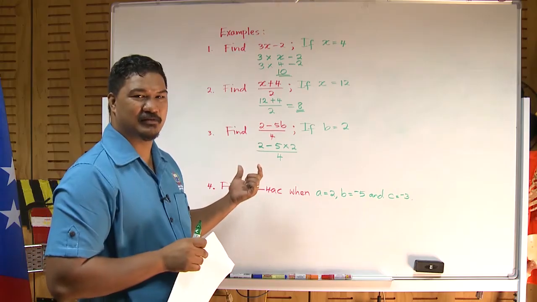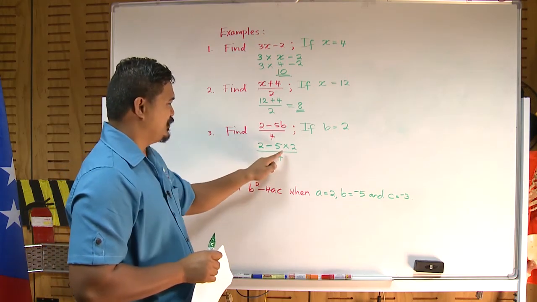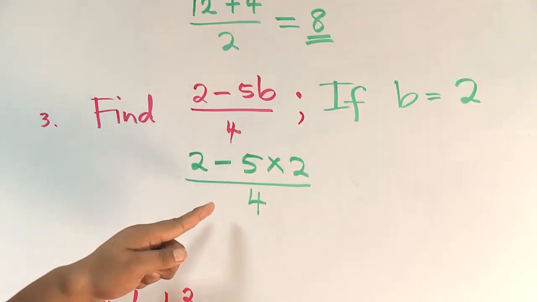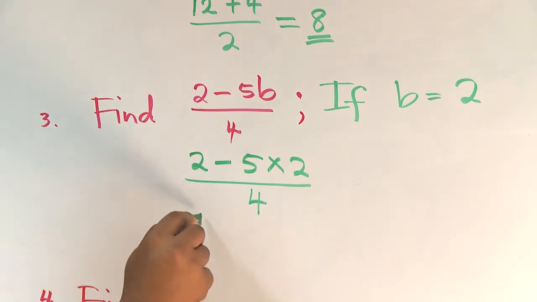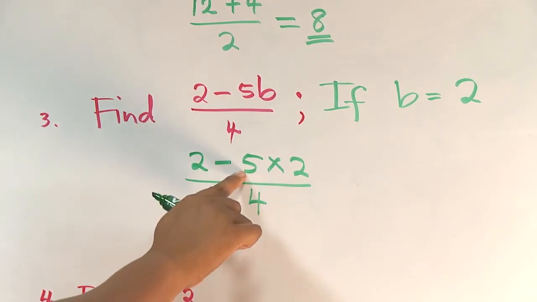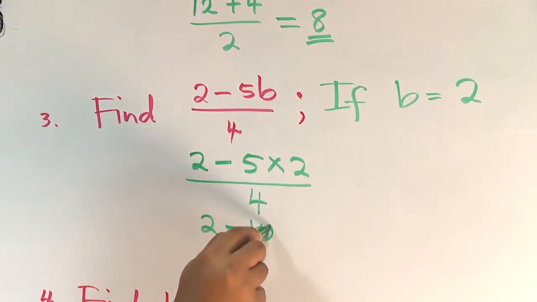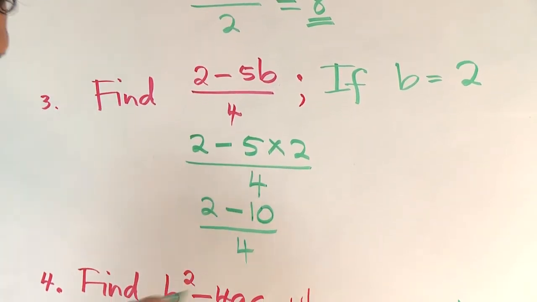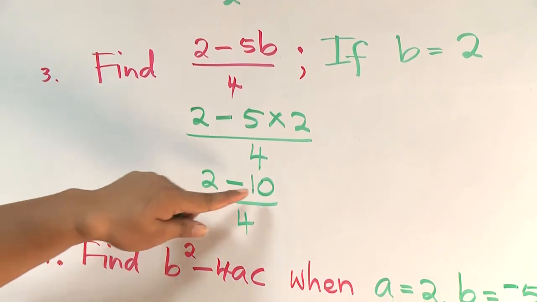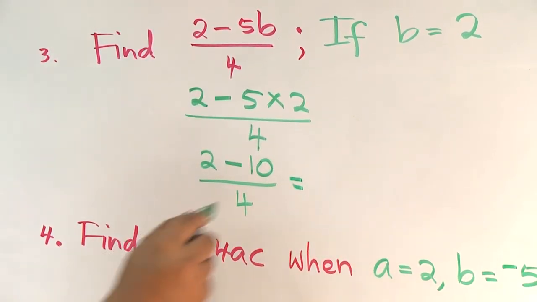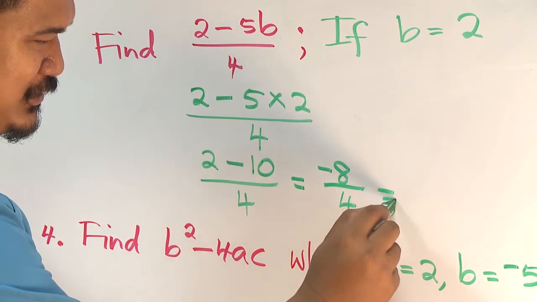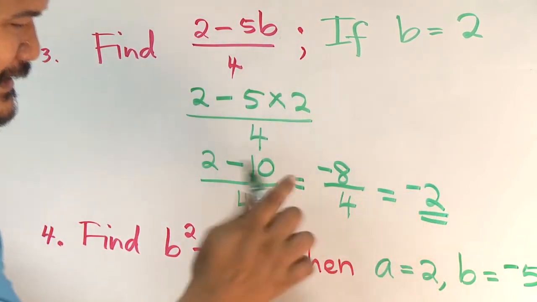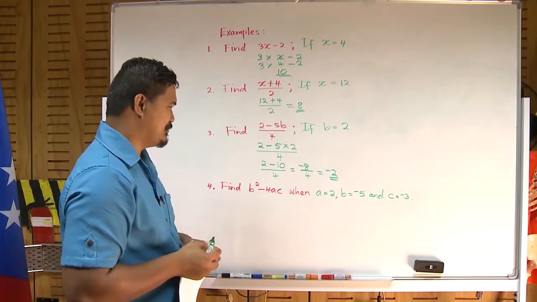Now, according to our order of operations, which is BEDMAS, we need to take care of our multiplication first, and then take care of the minus last. So 5 multiplied by 2. Now we have 2 here, and then minus 5 times 2, which is equal to 10. All of that will be divided by 4. 2 minus 10 is equal to negative 8. So negative 8 divided by 4, the answer will be negative 2. So remember, a negative divided by a positive, the answer will be negative.